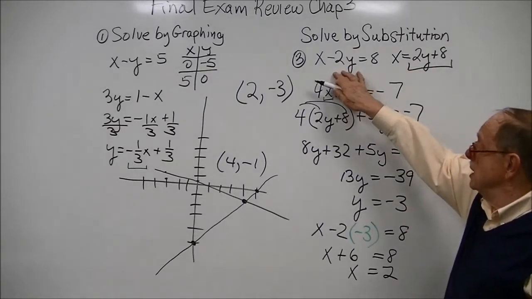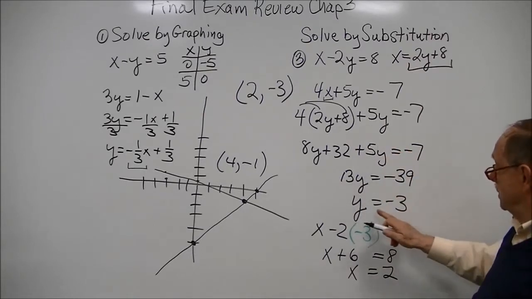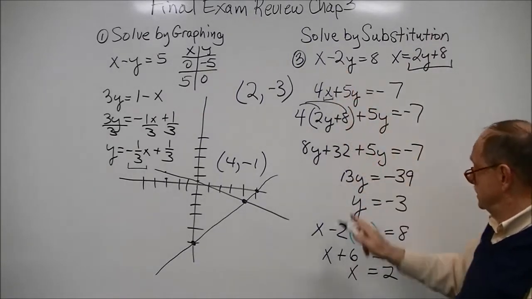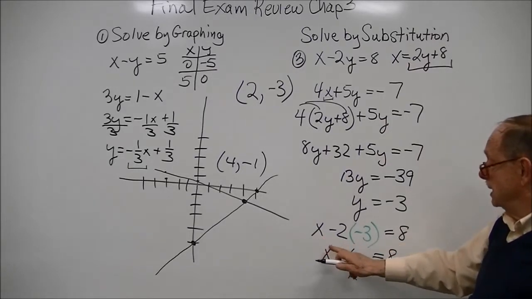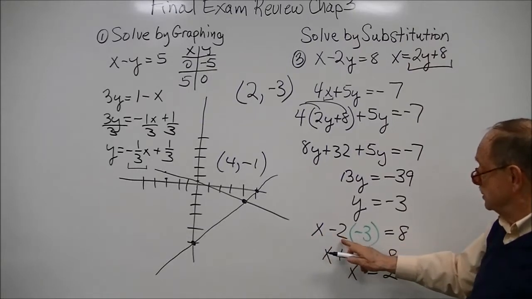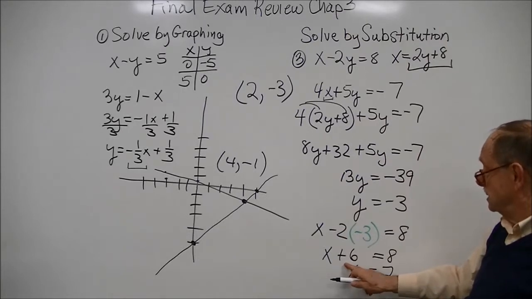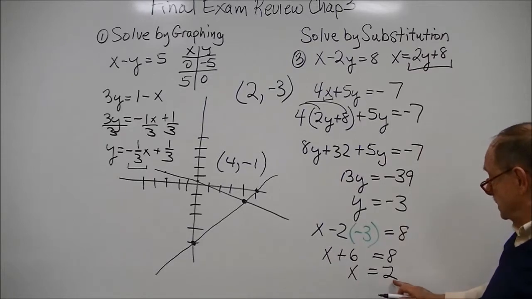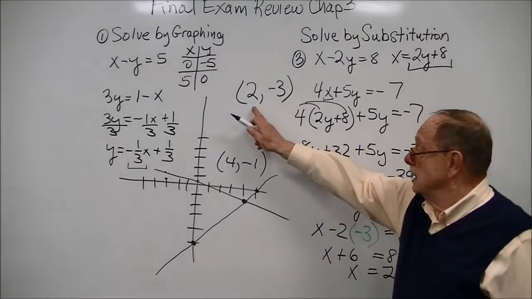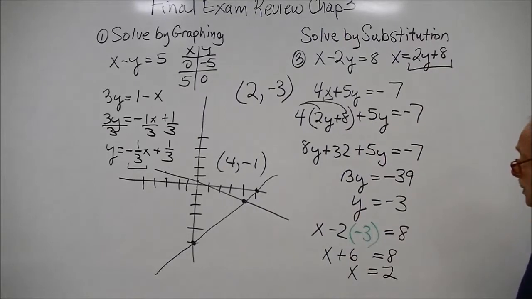Then using one of the equations, I could have used either one, I put my -3 value for y where y is. I put it in green so you could see it well. And we have x minus 2 times -3 gives me a +6 equals 8. I subtract 6 from both sides, and I get 2. So my ordered pair then, and again, they have to be in this order, is (2, -3).